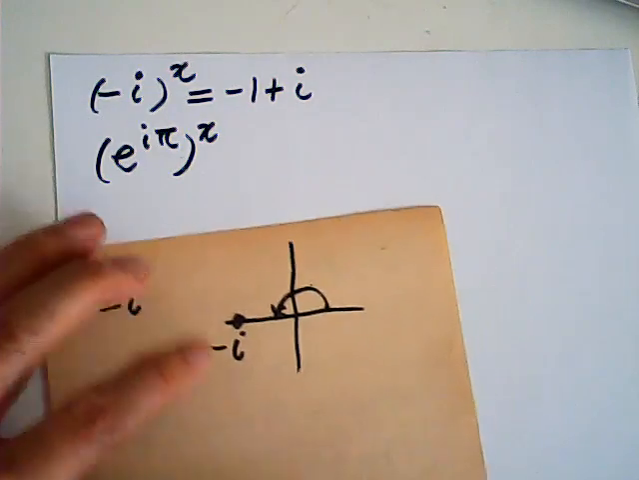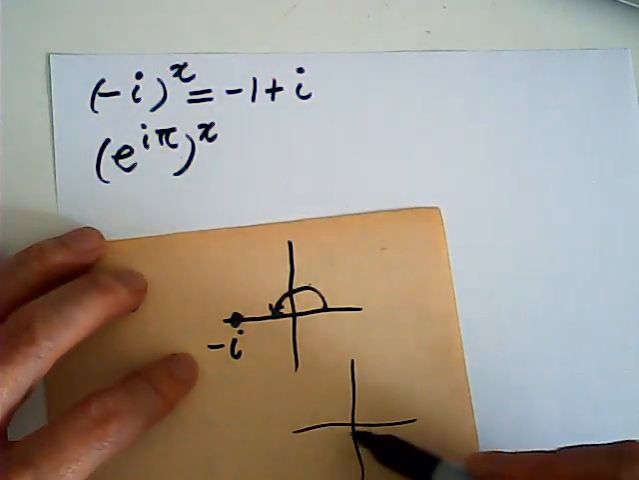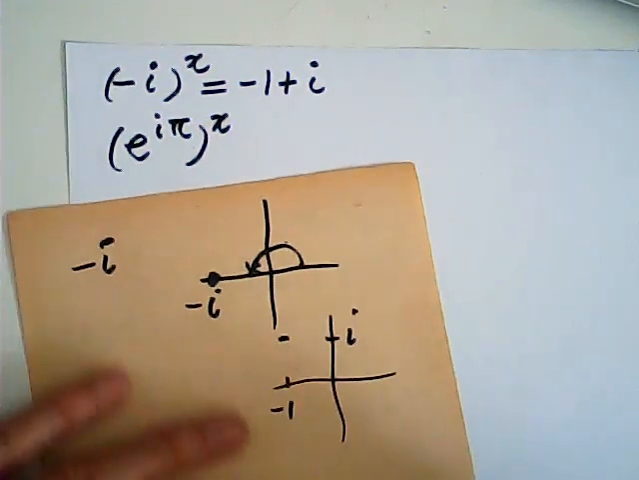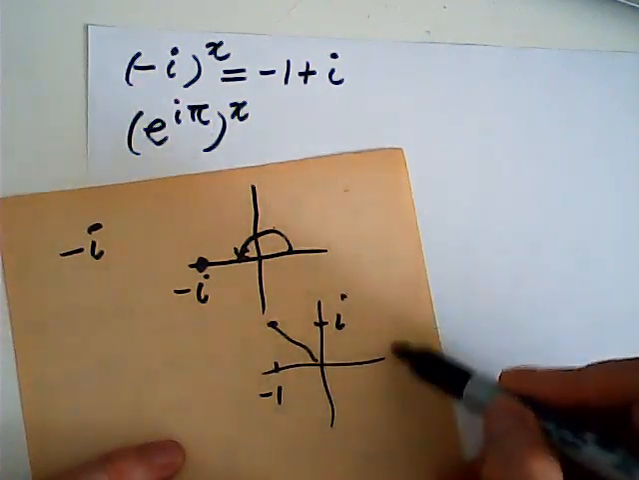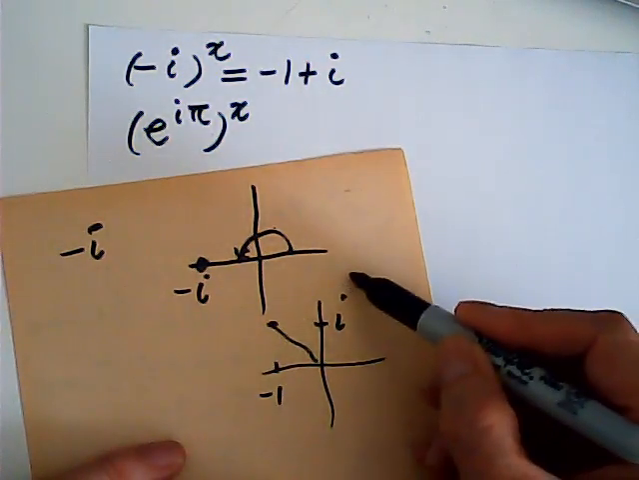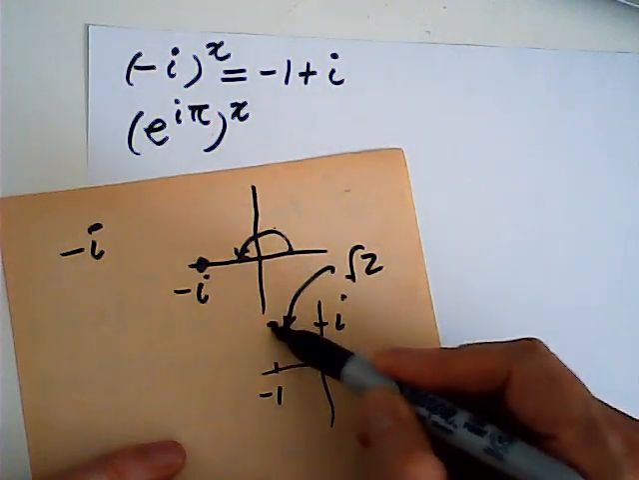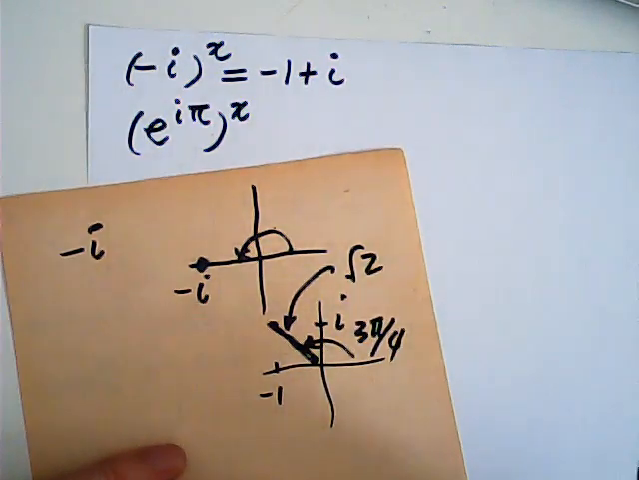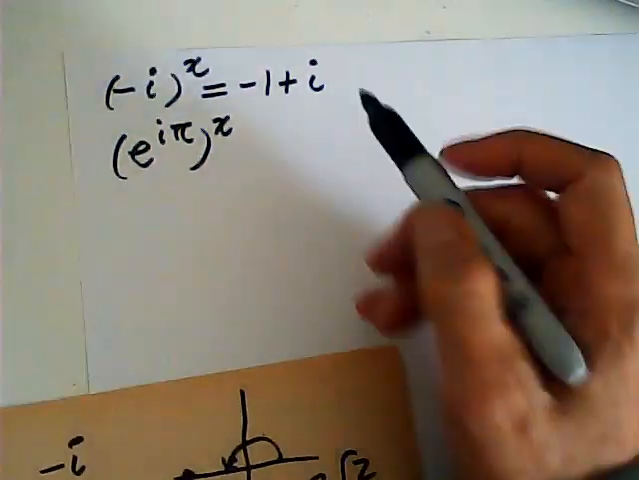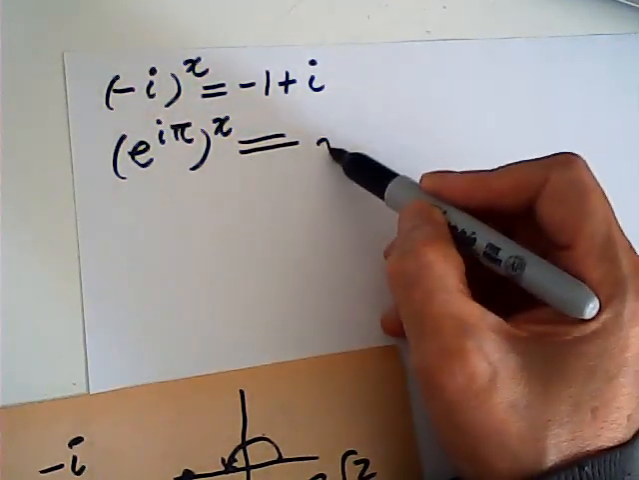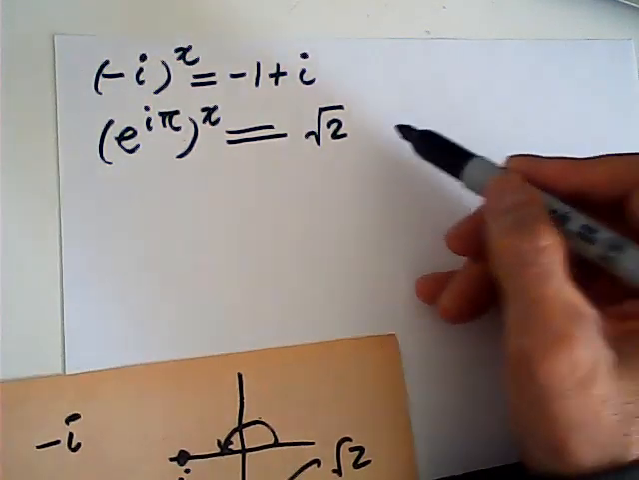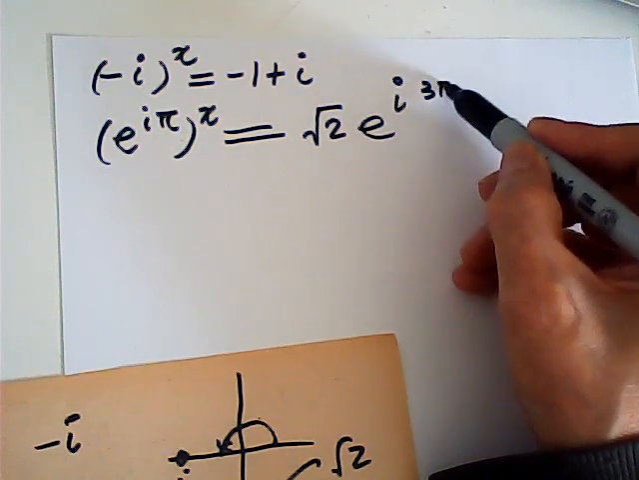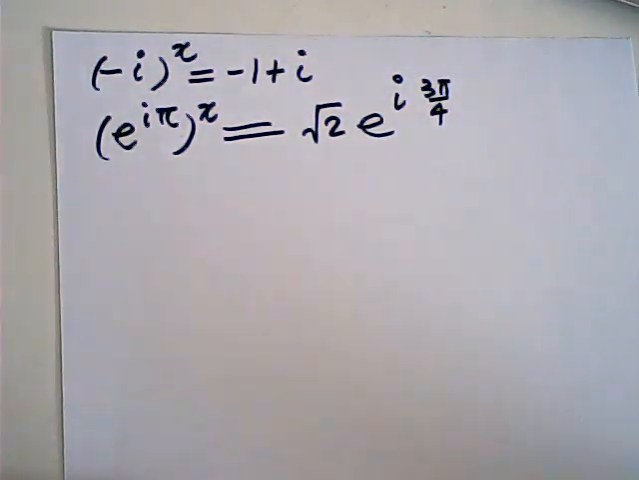The right-hand side, now: negative 1 and i, this is a complex number. So the modulus is square root 2, right? 1 plus 1 squared, therefore this is square root 2. The argument is 3 pi over 4. So this number is square root 2 times e to the i 3 pi over 4, right?